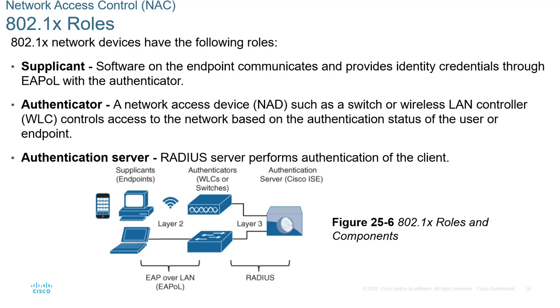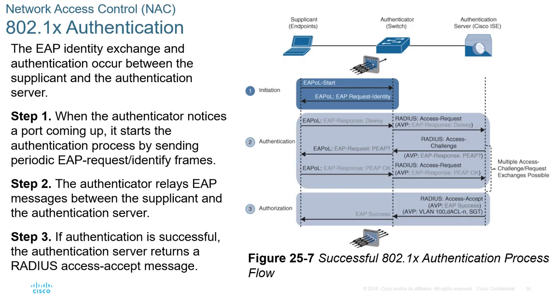So in the diagram, you're going to notice we have things like EAP over LAN, or EAPOL, and then we have RADIUS. That way, our device connects to a switch. The switch actually verifies the authentication through RADIUS. The RADIUS authentication process normally is a three-step process, and it involves identifying and exchanging the authentication mechanisms between the end device and the authenticator, between the supplicant and the authentication server, essentially.